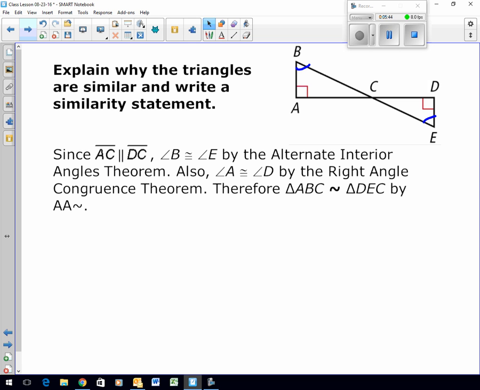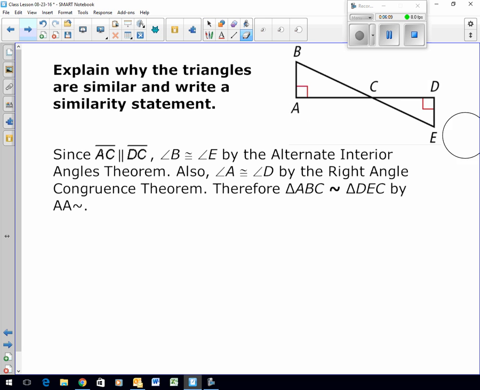How many different angles in those two triangles are congruent? 2. Is that good enough for my angle-angle theorem? Yes. Angle-angle theorem: how many angles must I have? 2. Y'all got me? All right, let's do a quick little recap here.